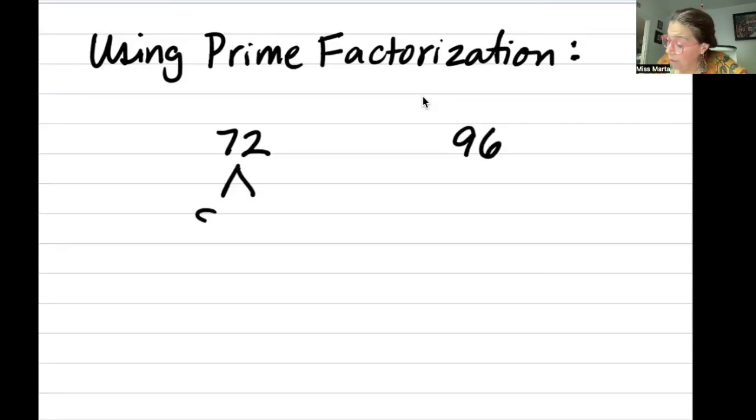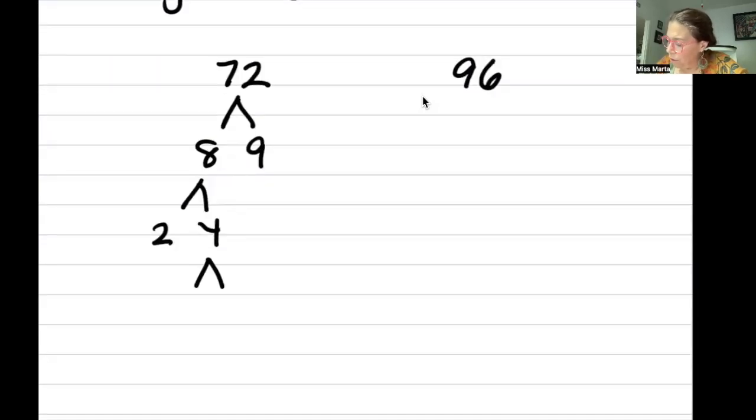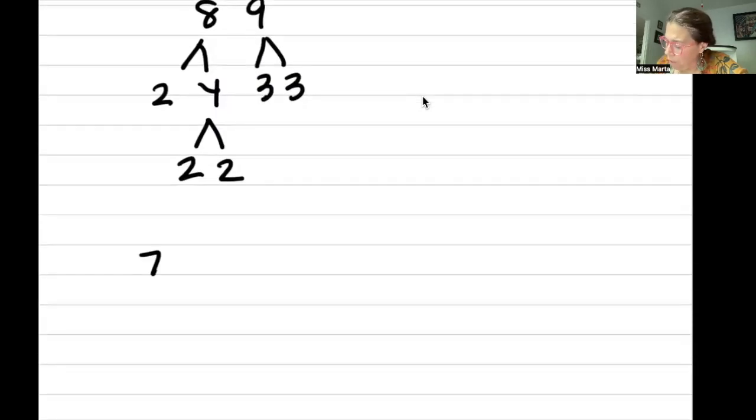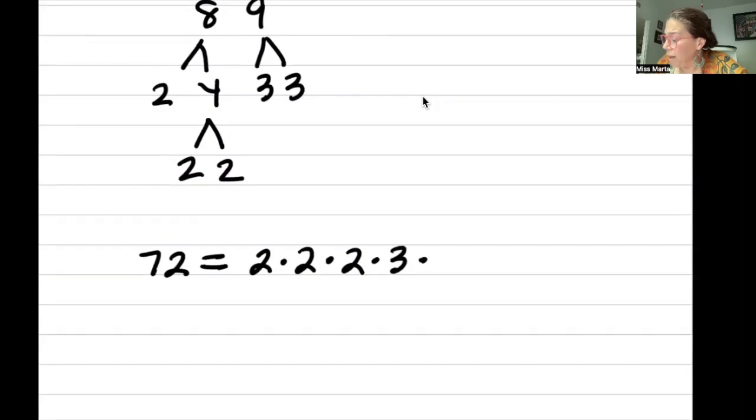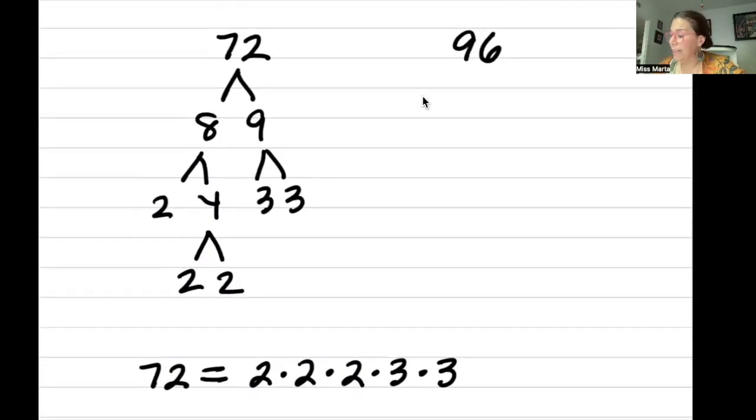72 is 8 times 9. 8 is 2 times 4. 4 is 2 times 2, and 9 is 3 times 3. So I'm going to write here, 72 equals 2 times 2 times 2 times 3 times 3. All right, now let's look at 96.